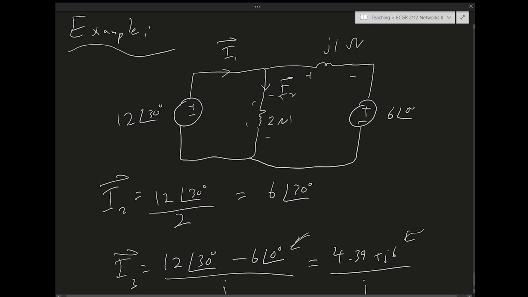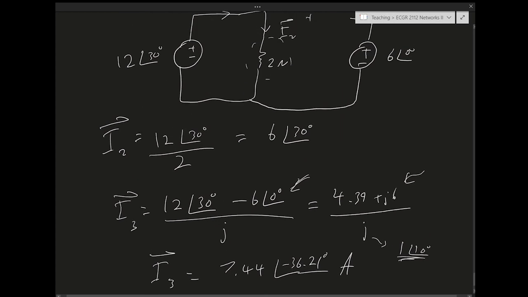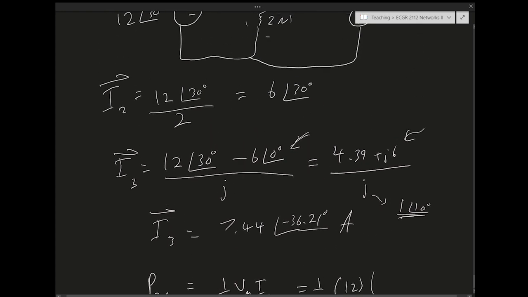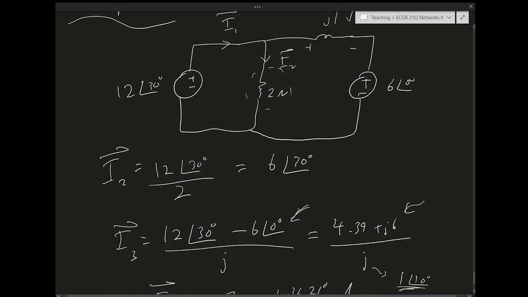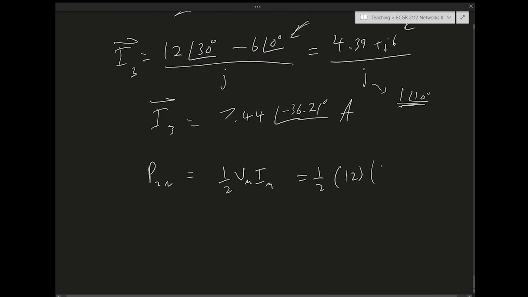Okay. So what's the power absorbed by the 2 ohm resistor? That's going to be half VM IM. Do we know the voltage across the resistor? Yes. Do we know the current through the resistor? Yes. So we know VM and IM. VM is half 12. IM, which is I2, we calculated to be 6. So it's going to be half 12 times 6, which is 36 watts.